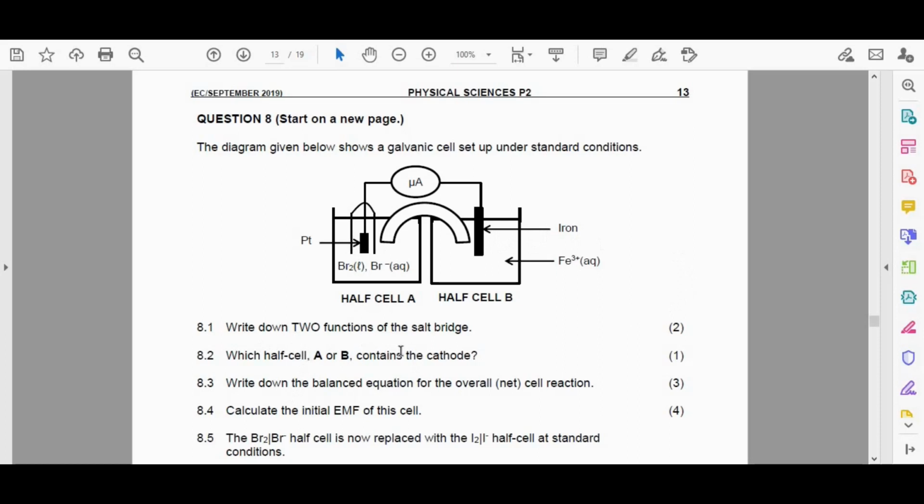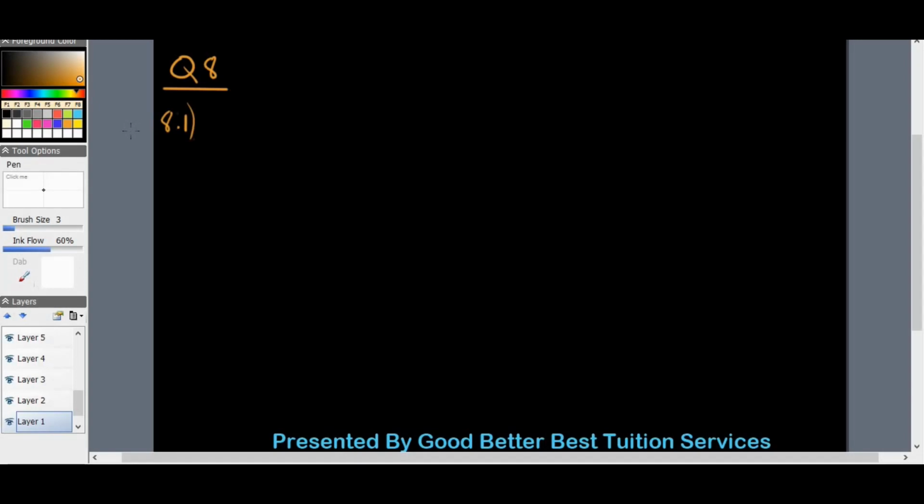8.1 says write down two functions of the salt bridge. Well, the functions of a salt bridge do include the following. They just asked us to give two, but one of the simplest and easiest to remember is the fact that it completes the circuit. There we go. It completes the circuit.